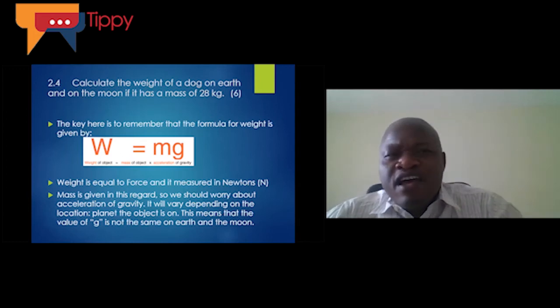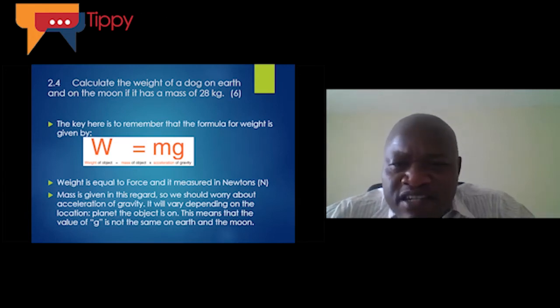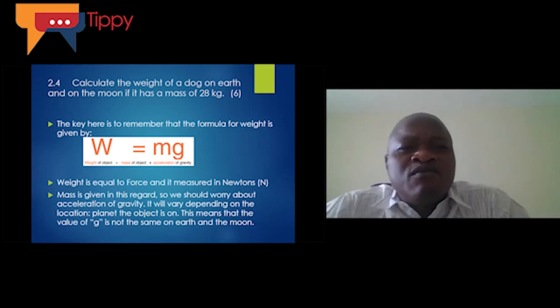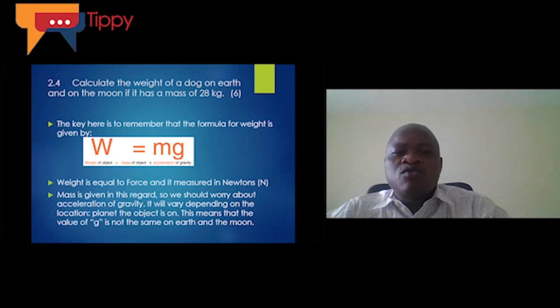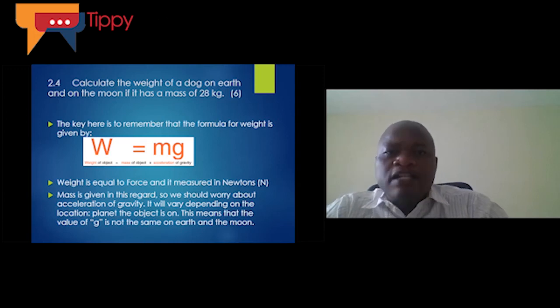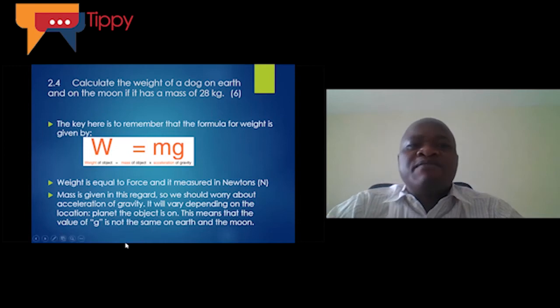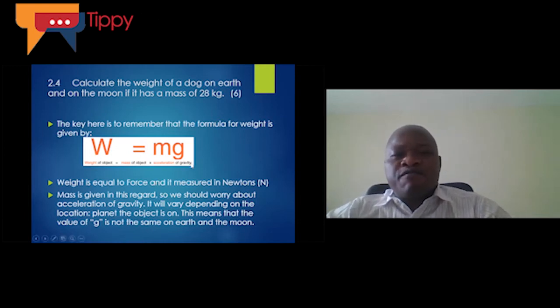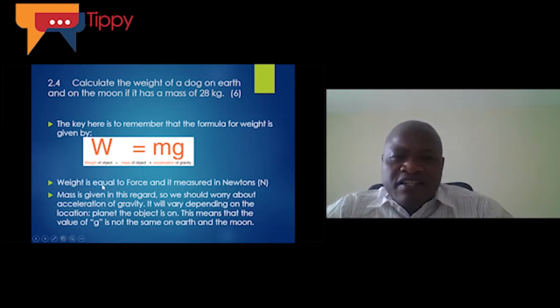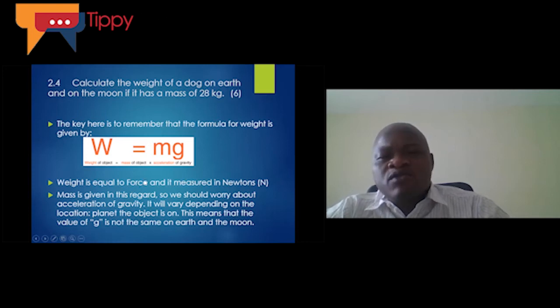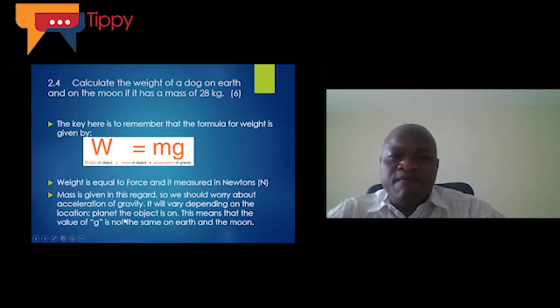What is the formula for calculating weight? The formula for calculating weight is given by W equals the force, which equals mass multiplied by acceleration of gravity, or in simple terms, gravitational force, right? The weight is equal to the force, yes. Because of that, weight is measured in newtons, all right? Mass is given in this regard, it is 28 kilograms, all right?